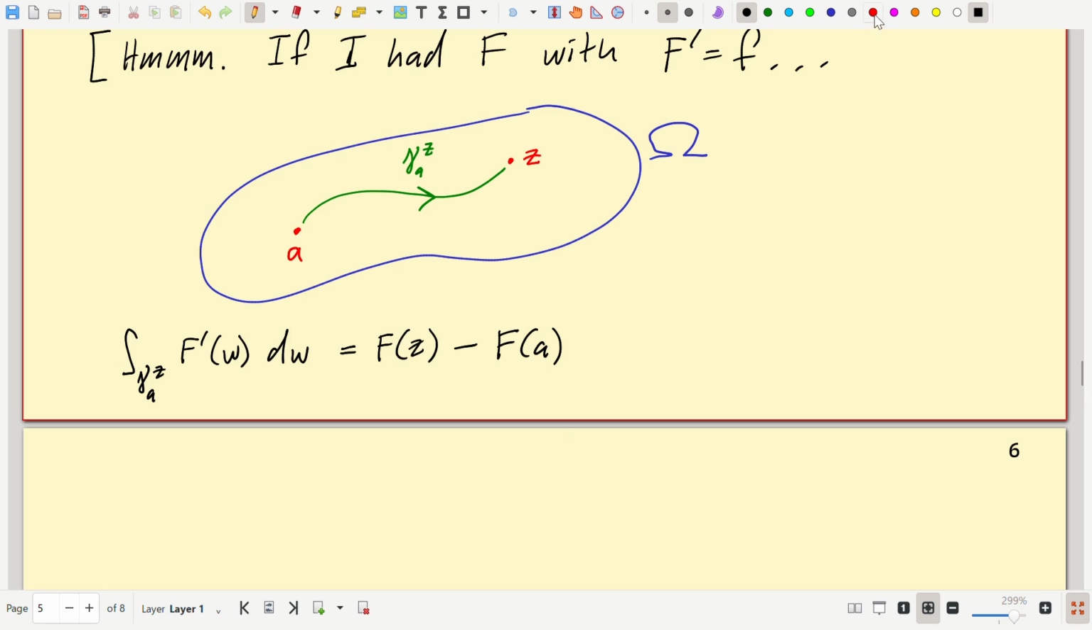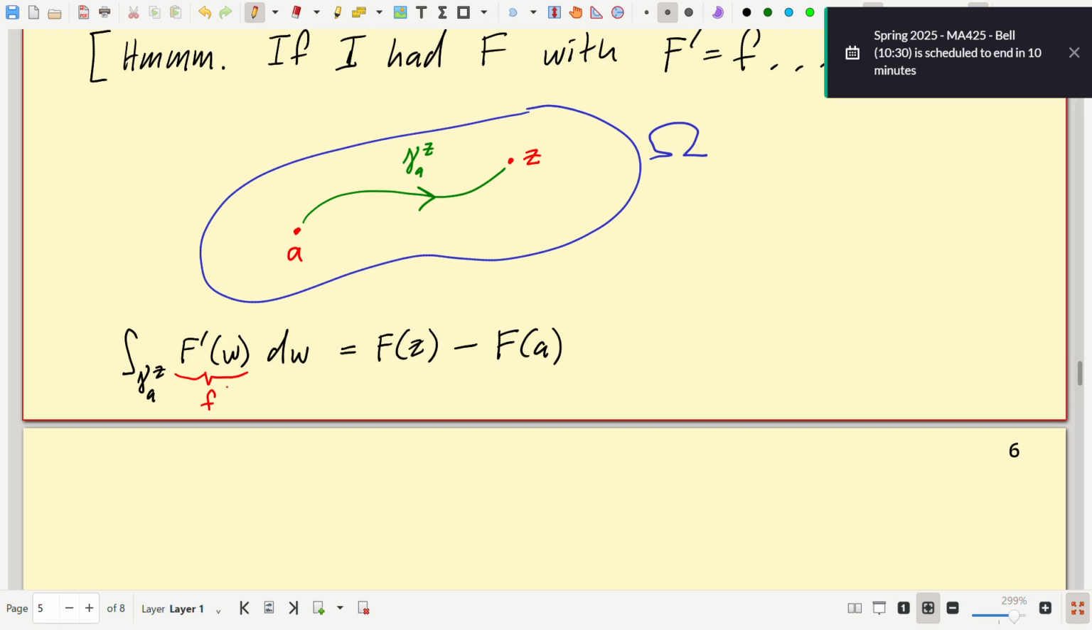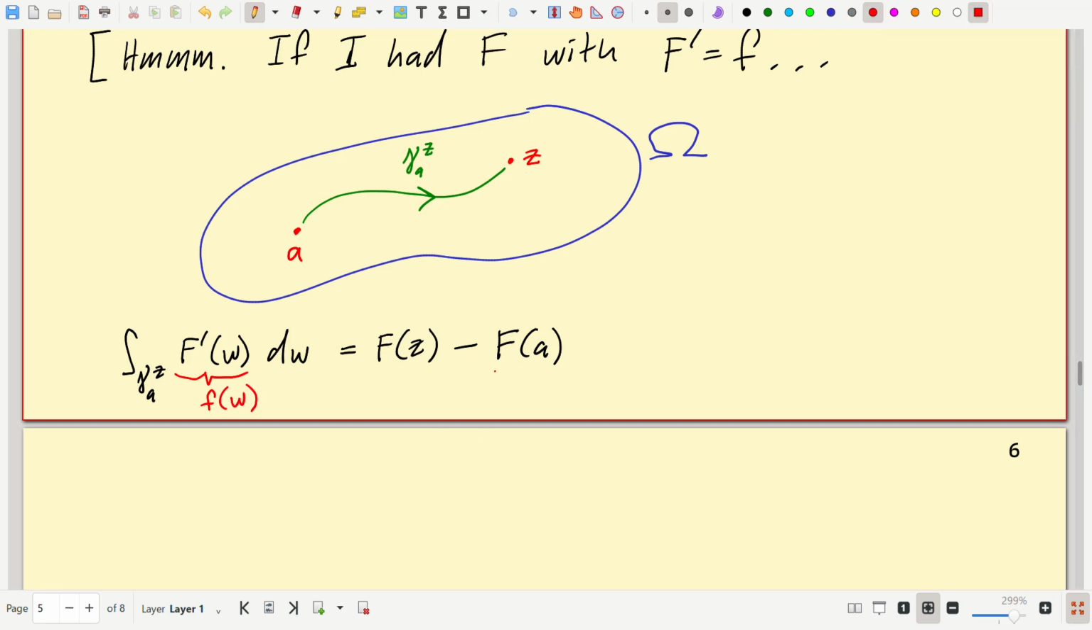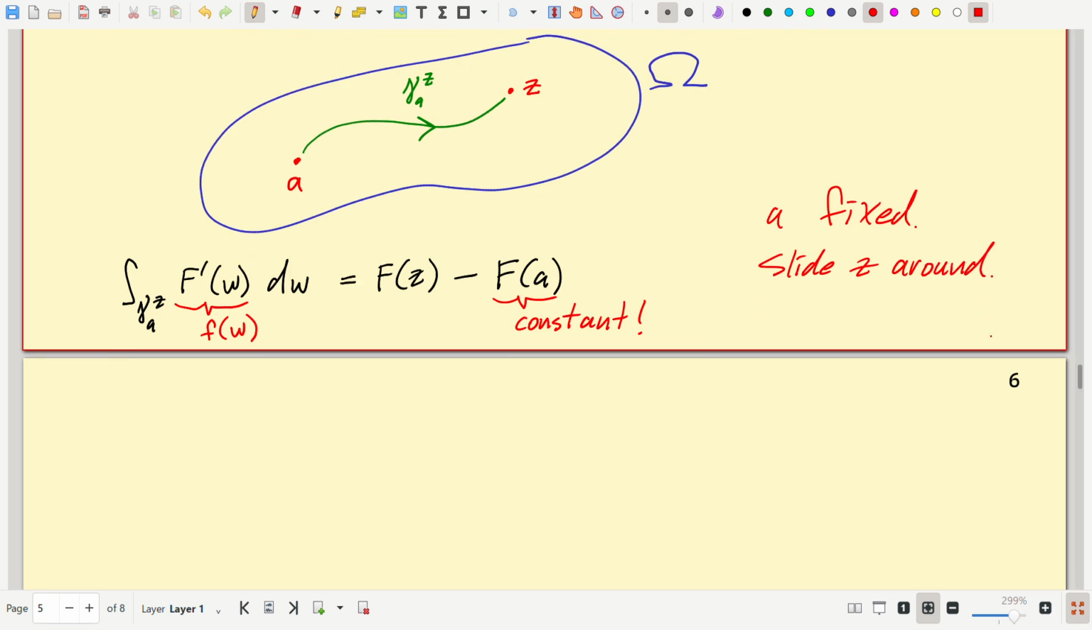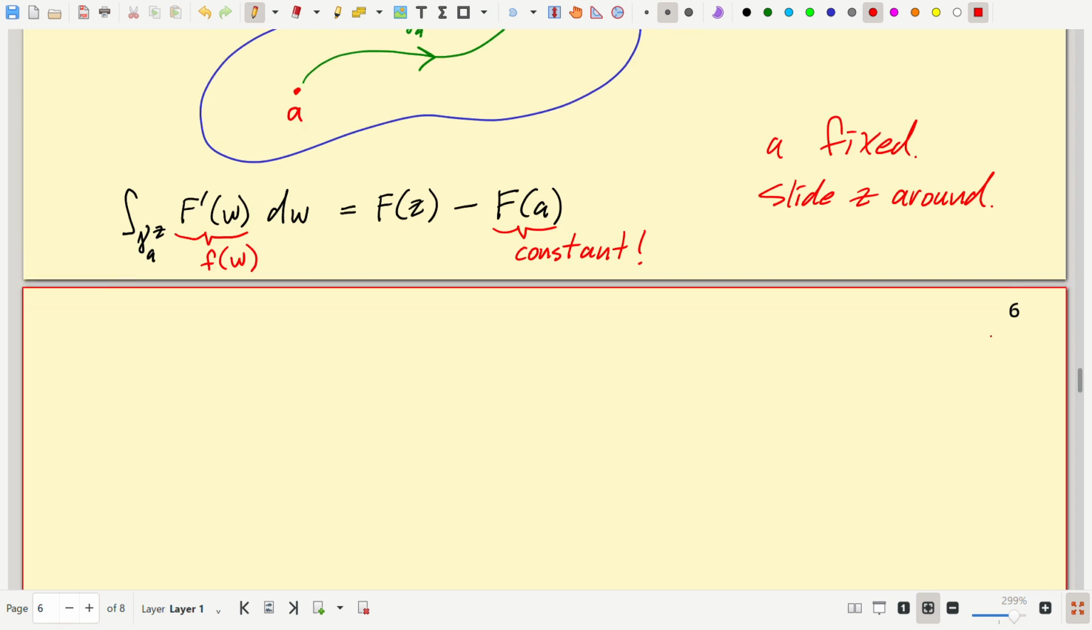Okay, so when I stare at that for a second, I realize this is F of w, and this is a constant if I fix A. And we think of A fixed, and we slide z around. If I had the F, I see a formula for it right there. So when I take the derivative here, I'm still thinking out loud.